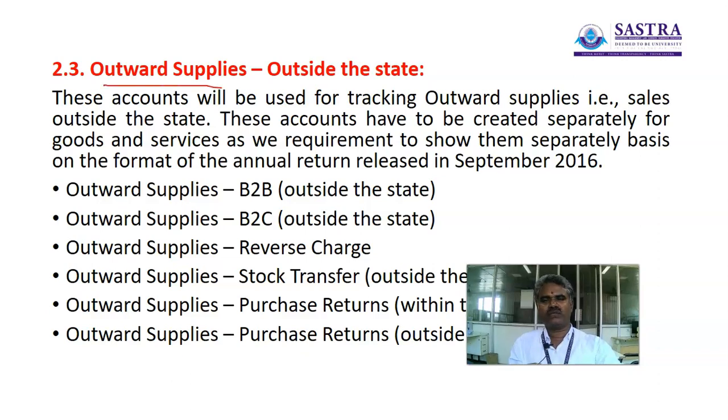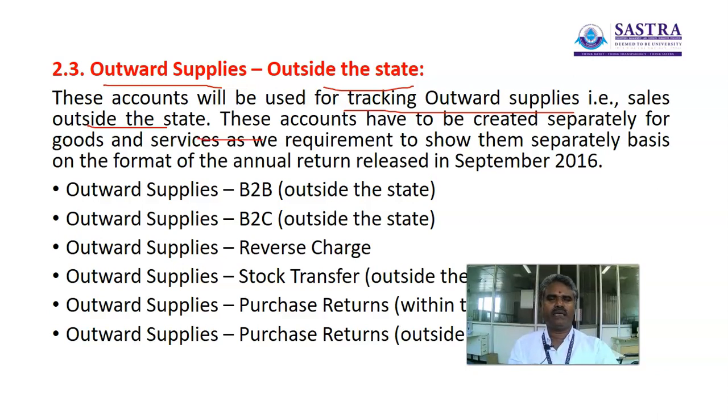Then outward supply outside the state. Outside the state means interstate. These accounts will be used for tracking outward supply, sales outside the state, in between the states. Goods sold from one state to another state. I am in Tamil Nadu, but I sell goods to Karnataka, Andhra Pradesh, Telangana, Mizoram, Nagaland, Gujarat, Punjab, Chandigarh, whatever it may be.